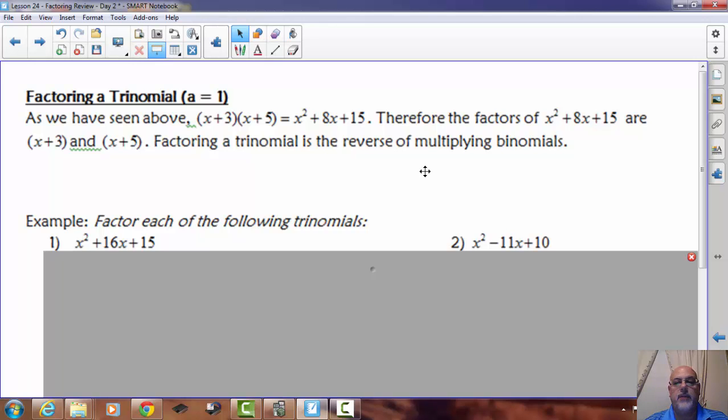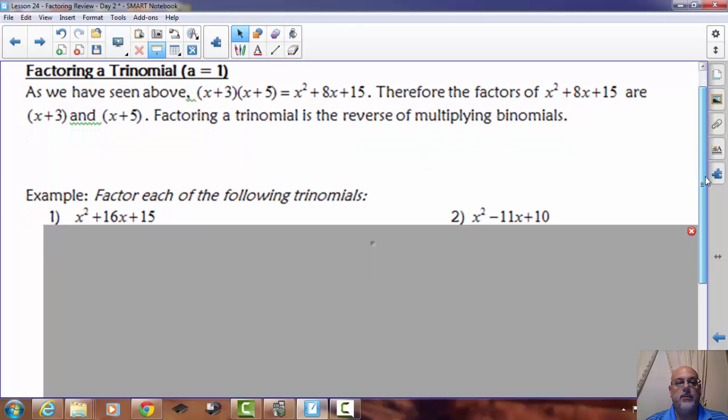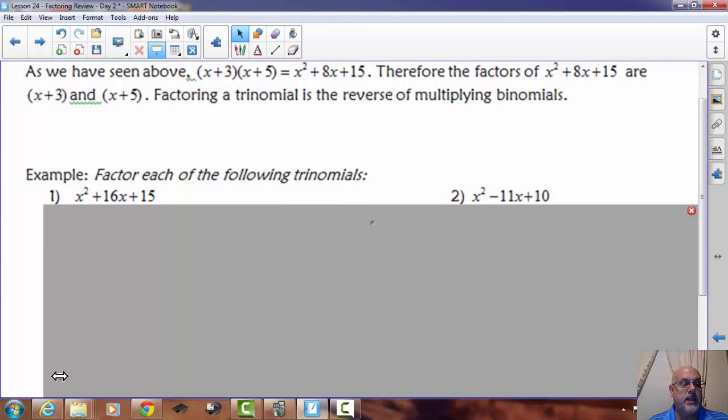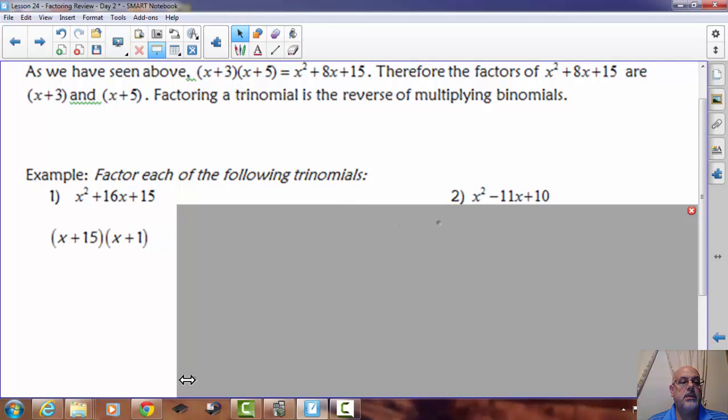So let's take a look at this. Let's factor each of these trinomials here. The first thing you want to look at is two numbers that multiply to positive 15. Since the middle term is positive as well, we're looking for two positive numbers that multiply to 15. 15 does not have a whole lot of factors. It's either 3 times 5 or 15 times 1. Then you look for the set of factors that adds up to the middle term. 15 times 1 is 15, plus 1 is 16. So the factors of this first expression are x plus 15 and x plus 1.